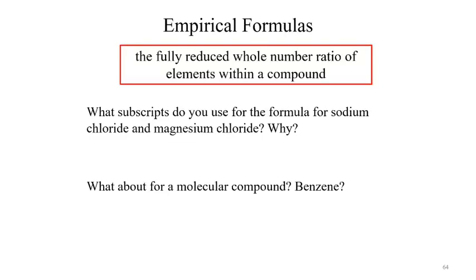Our last major topic, and then a couple of little review slides: empirical formulas. I believe this came out of chapter 8. Empirical formulas are our fully reduced whole number ratio of elements within an individual compound. So let's take a look at some potential examples.